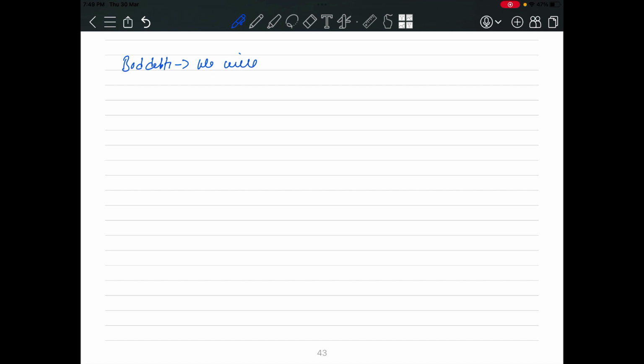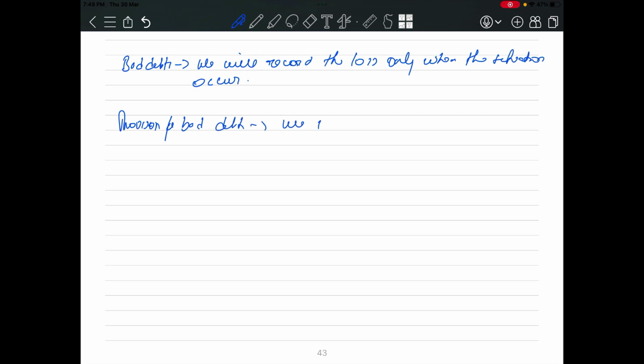Now bad debts, we will record the loss. Bad debts is a loss. We will record the loss only when the situation occurs, when it has been proved that this is bad debts and we will not receive this amount. And provision for bad debts, when will we record? We will record based on the situations and circumstances. It will be given in the question.